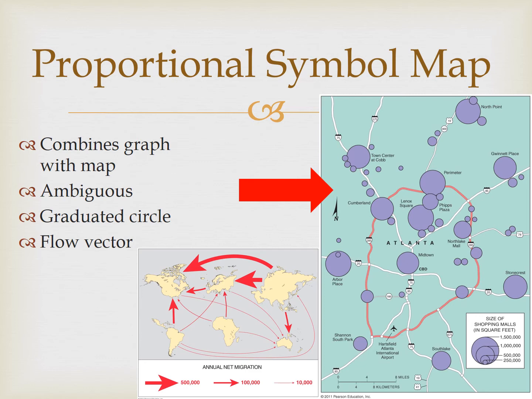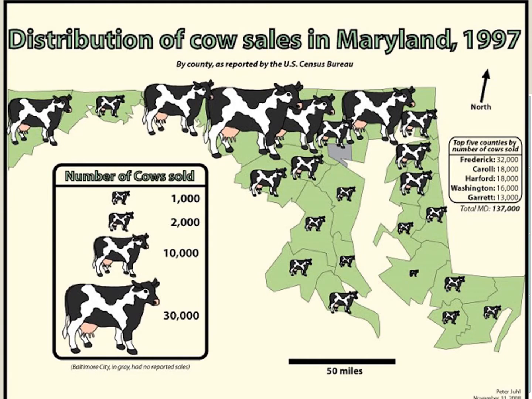And notice that on both maps, there is a key. So we can tell what the different sized symbols actually mean. Proportional symbol maps are nice because they combine a graph and a map together. We can see location, but we can also see change as represented in the proportional size of the symbol. Now, these symbols are often circles, as you can see on the graduated circle map, but on flow vector maps, we often see arrows of different sizes, so we can determine movement as well as proportional change. But symbols can really be anything you want, as long as those symbols change in size relative to the data they're displaying.